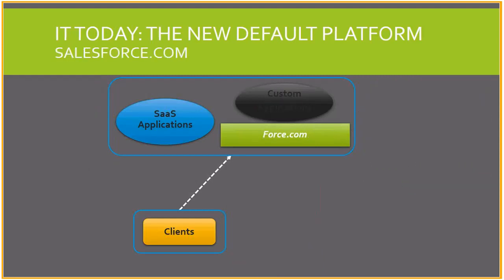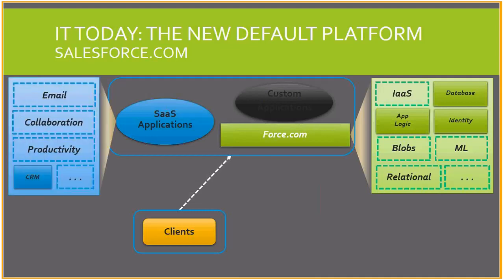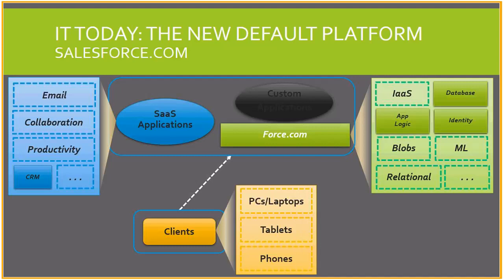Now, if we compare it with Salesforce, they have very little in the public cloud offering. They only give app logic, identity, and database. Apart from that, they do not have infrastructure as a service. They do not have any other database other than the force.com database. They do not have machine learning. They do not have IoT devices and other things. And in software as a service, they only have the CRM application, and on the client side they do not have anything.